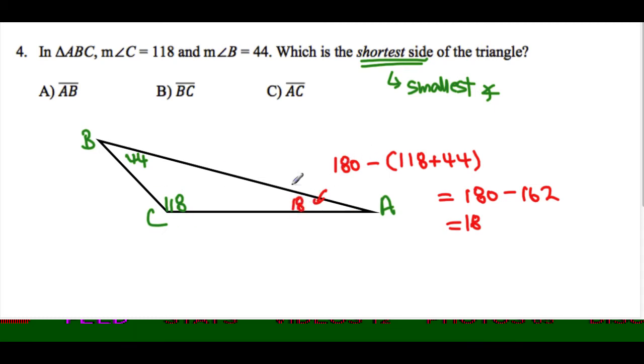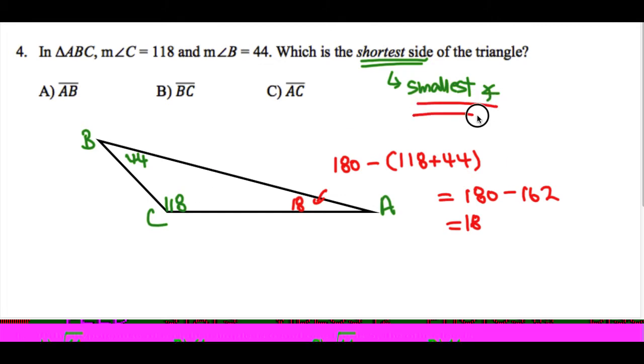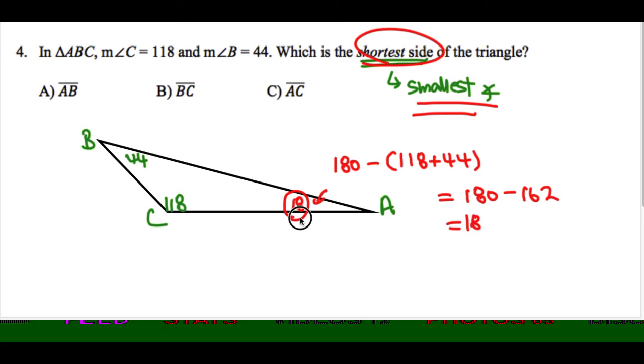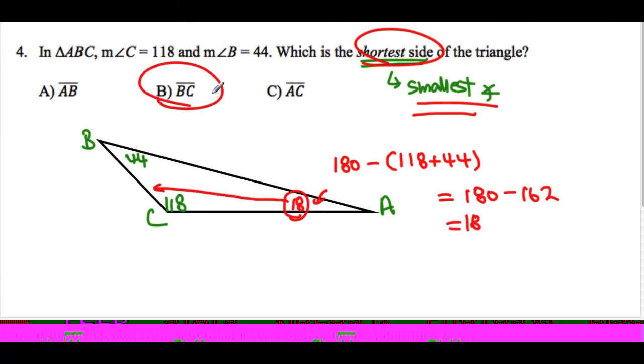Now when you look at these 3 angles, which one is the smallest angle? Because opposite of that will give the smallest or shortest side. The smallest angle is 18. What's the opposite of that? BC. So BC would have been our shortest side.